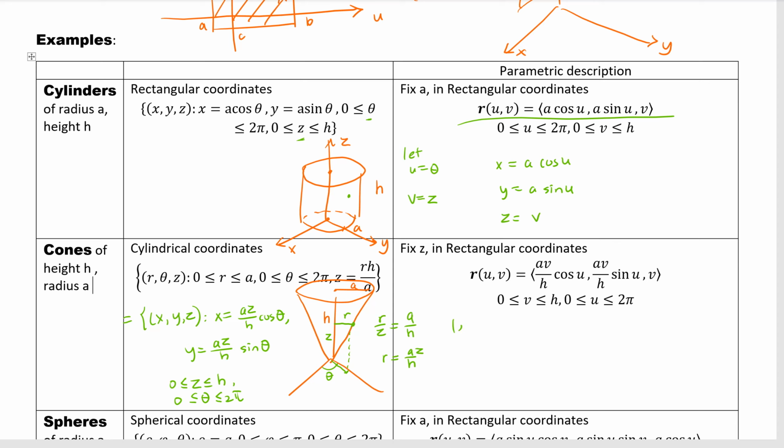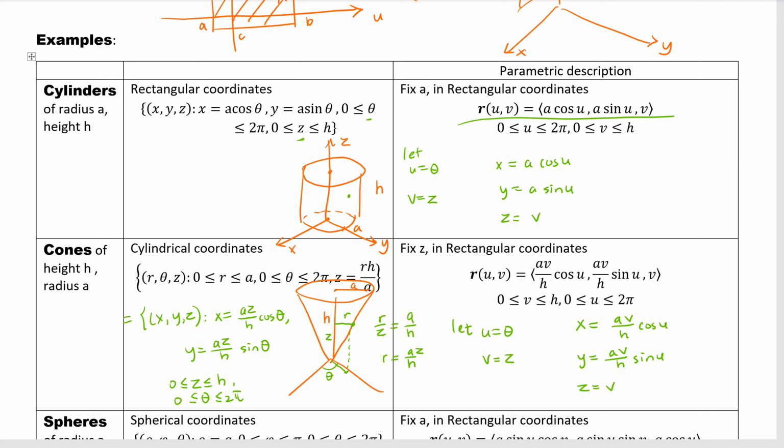So now, in order to write the parameterization, we can let u be theta and let v be z as well, right? Then we have x is a z, which is v, so a v over h cosine u. Y is a v over h sine u. And then z is v. Okay, so now you see this is our parameterization. And v is between 0 and h, u is between 0 and 2 pi. So far, so good, everybody?